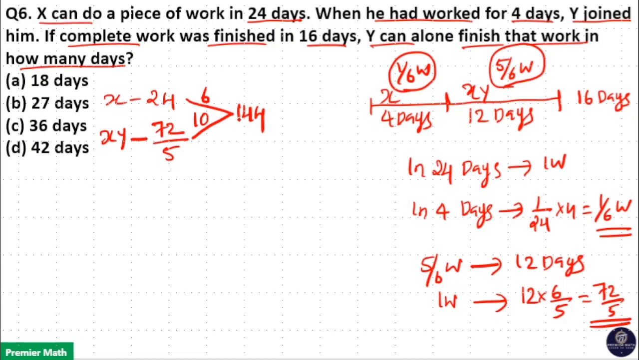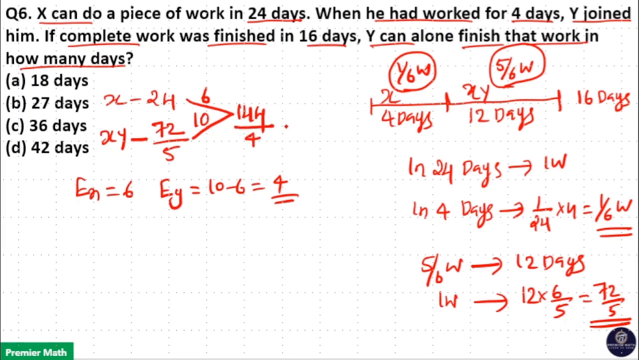Now the concept of this diagram means 144 is the total work, X efficiency is 6 and XY efficiency is 10. Efficiency of X is 6 and efficiency of Y will be 10 minus 6, which is equal to 4 units. That means Y can complete 144 units of work in 144 by 4 days, that is equal to 36 days. So option C is your answer.